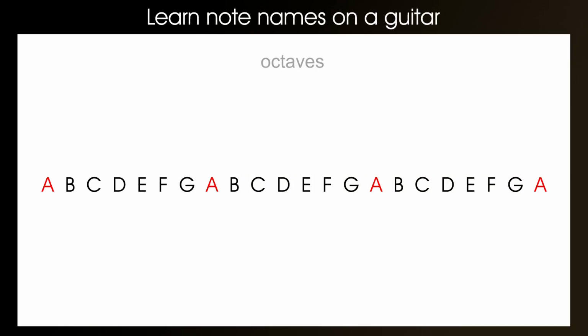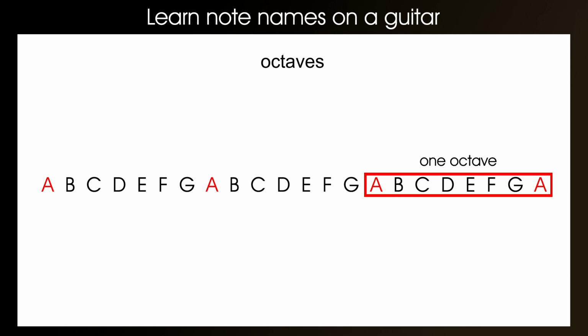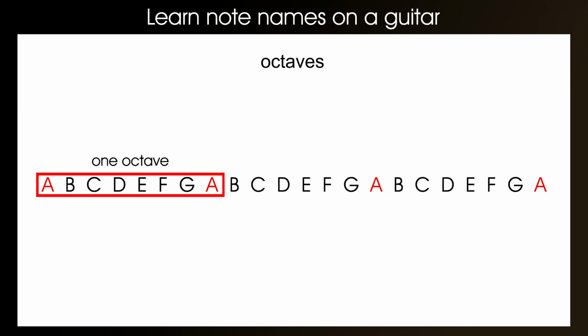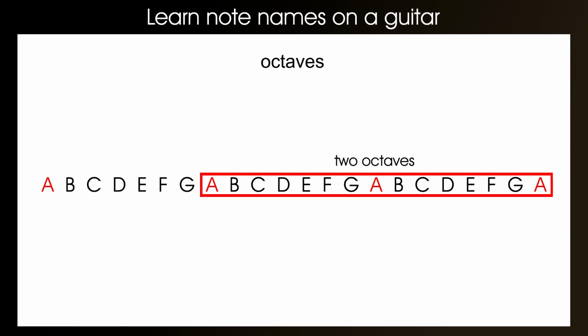An octave is the name given to the gap or the interval between 2 notes with the same name. So you can have an octave up or an octave down. An octave occurs anywhere the note repeats itself, for example from A to A. It's also common to refer to multiple octaves. For example, if the A repeats twice, then you have a 2-octave gap or interval.